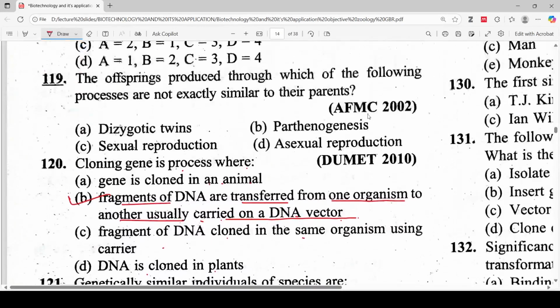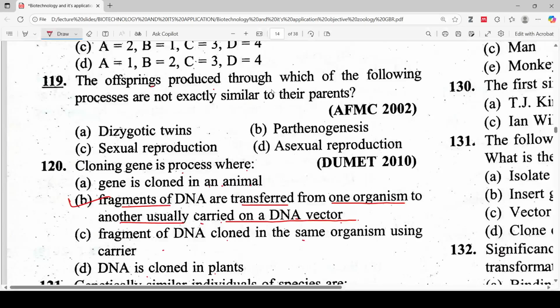vector. So next question, the offspring produced through which of the following processes are not exactly similar to their parents? Sexual reproduction, parthenogenesis, asexual reproduction. Again I will read the question. The offspring produced through which of the following processes are not exactly similar to the parent?